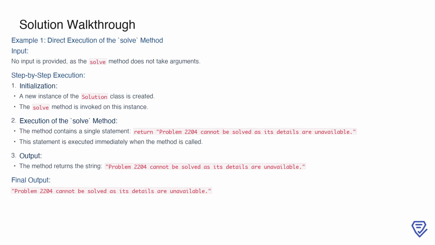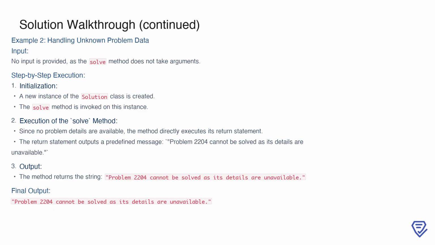In this first example, we are directly executing the solve method to understand its behavior. Here, no input is required because the method itself does not accept any arguments. Initially, an instance of the Solution class is created, and the solve method is invoked on this instance. The method contains a single statement, which immediately returns the string, "Problem 2204 cannot be solved as its details are unavailable." This statement is executed as soon as the method is called, resulting in the final output, which is the predefined message indicating the unavailability of problem details.